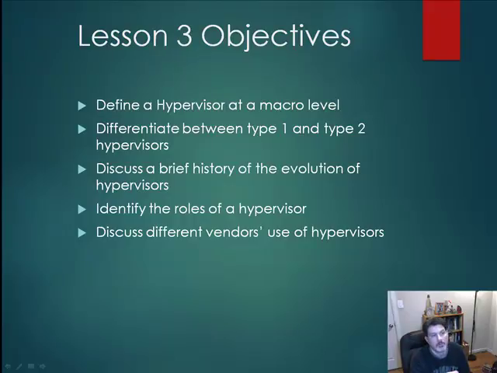We're also going to talk about the two different types of hypervisors, the type 1 and the type 2 hypervisor, and we're going to differentiate between those two types in today's lecture. We'll take a moment to discuss a very brief history of the evolution of the hypervisor, as well as identifying the roles of a hypervisor in today's virtualization environments. And at the end of our lecture, we're going to look at different vendor products and how hypervisors are used in some of these products before we finish up.